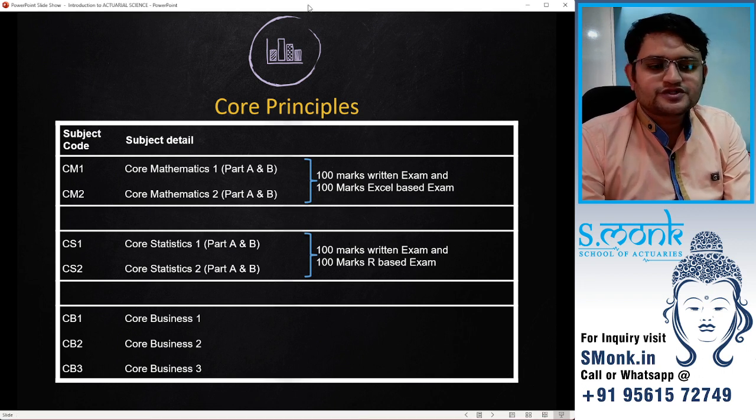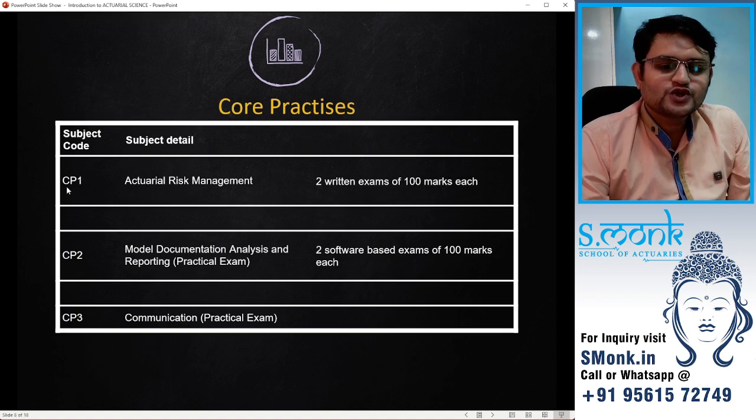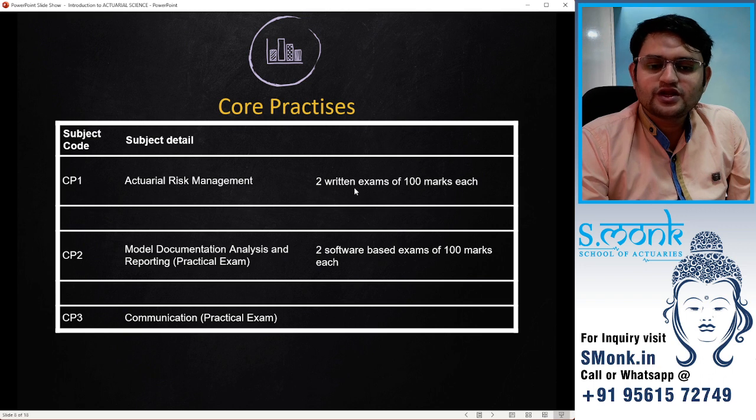After your core principles, you have core practices, in which you have CP1. There are 2 written examinations of 100 marks each. In CP2, you have 2 software-based examinations.